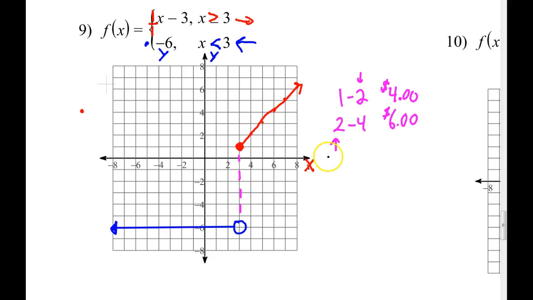So we always said they're probably going to charge you the more expensive, right? So we made this a closed dot because that's going to be the real cost. It's going to be $6. So we put an open dot on this one, so we knew that's just where it's going to jump up to a new price. So it always goes from an open dot to a closed dot in some way or another. Okay.